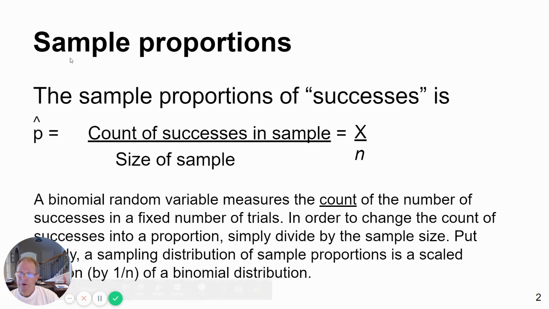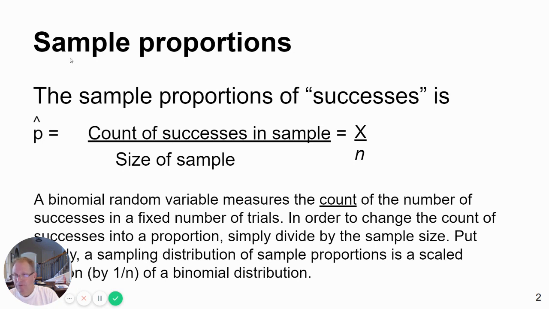Let's first start. I want to show this slide right here. This is the definition of p-hat. The sample proportion of successes is p-hat. And how did we get p-hat? We took the total count of successes in a sample, and that's x. I divided by my sample size, that's my lowercase n. So p-hat is equal to x, the number of successes, divided by the sample size n.